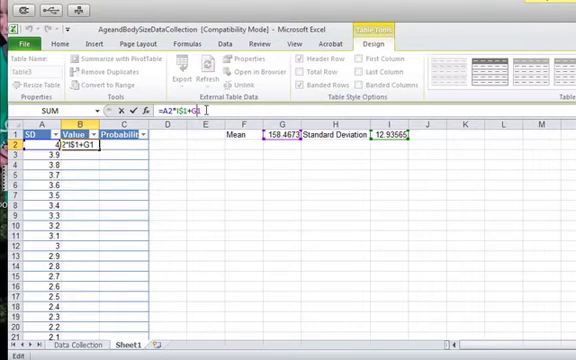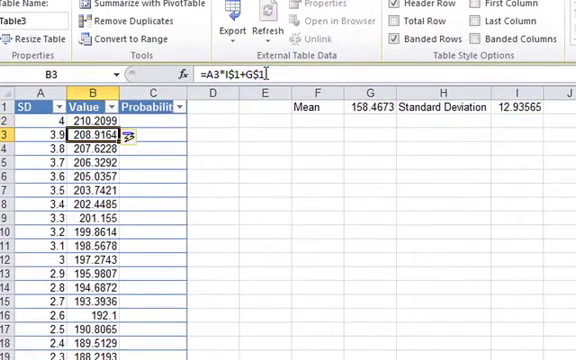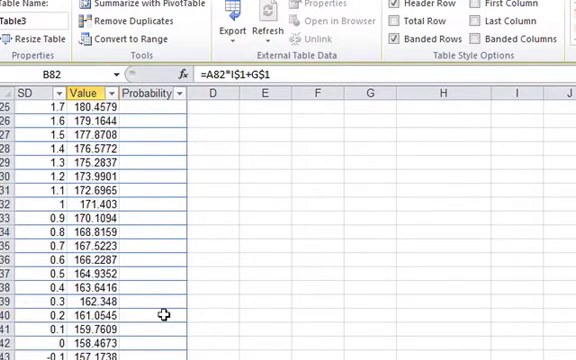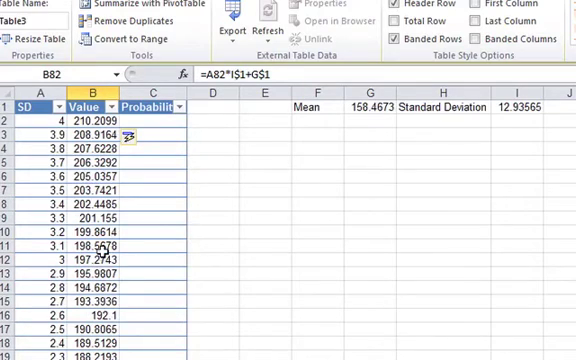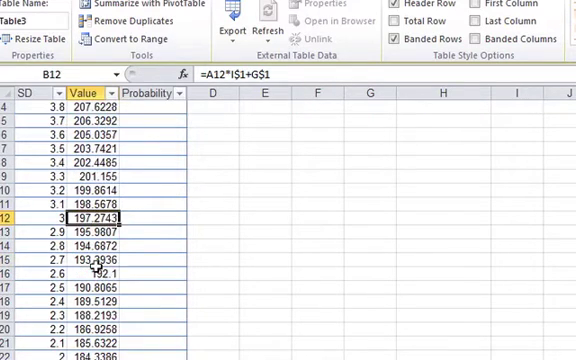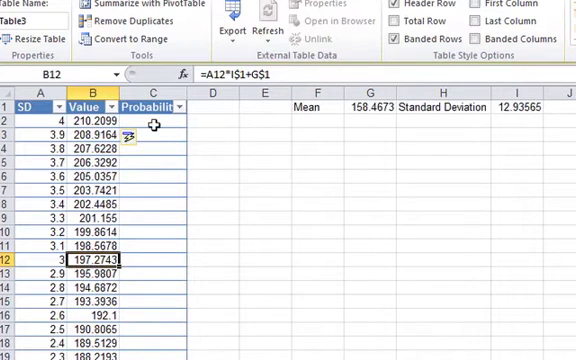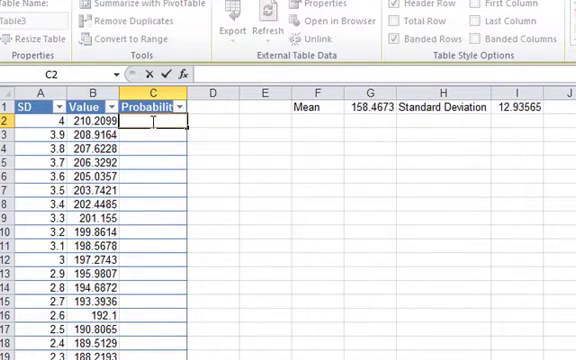So I want to change this to a global reference. So I clicked on the mean. And there, 4 standard deviations above the mean is 210. And if we scroll down, 4 standard deviations below the mean would be 106. If you recall from normal curves, we expect most of our data to be within 3 standard deviations of the mean. So now we're going to figure out what the probability is for each of these values.